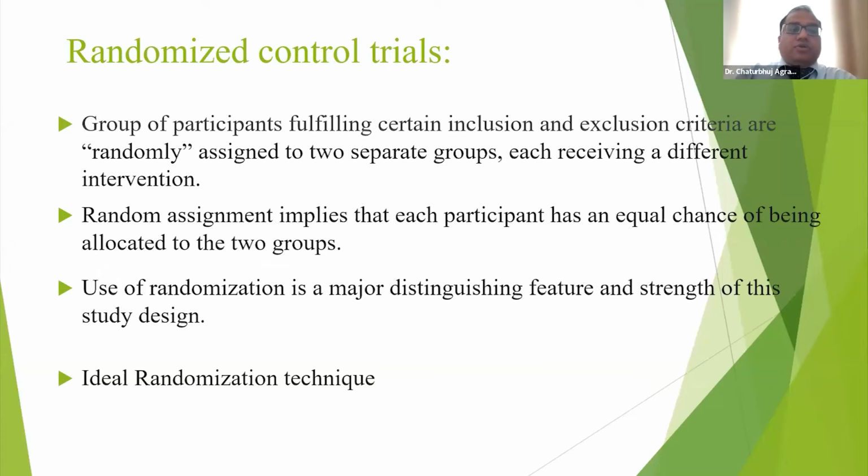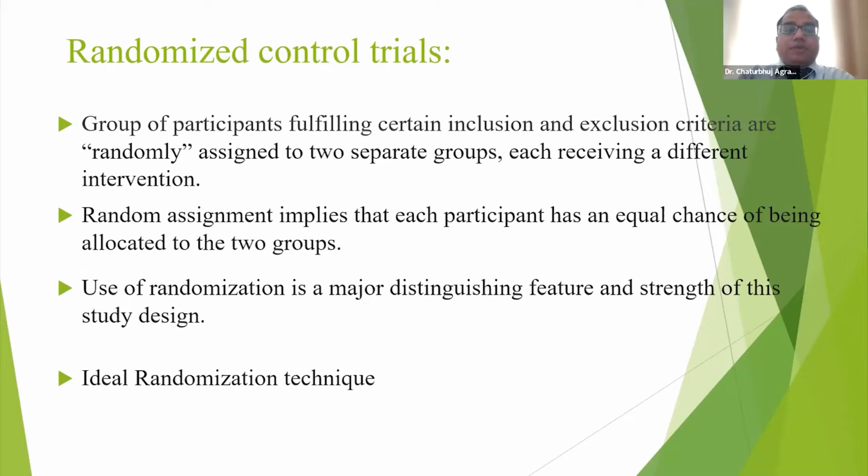In randomized control trials, there is a group of participants who fulfil certain inclusion and exclusion criteria. They are randomly assigned to 2 separate groups, and each receives a different intervention. It's not necessary that each will receive some intervention. The second group may merely be a control arm. Random assignment implies that each participant has an equal chance of being allocated to the 2 groups, as we are all aware. We don't need to go into the details of that. And the use of randomization is a major distinguishing factor and strength of this study design.